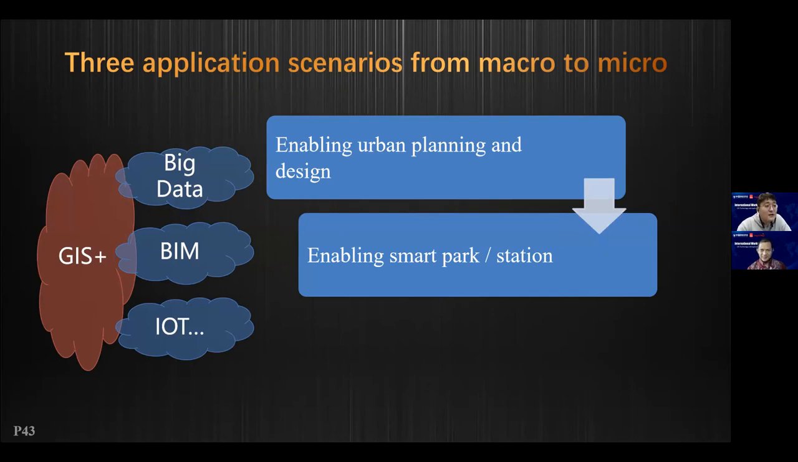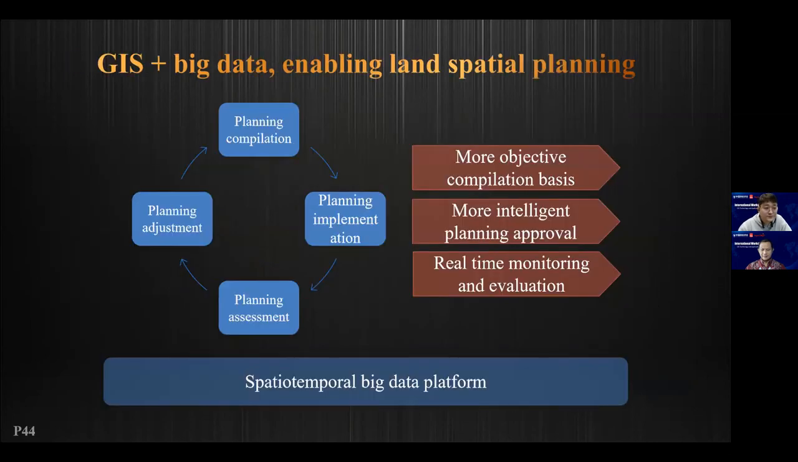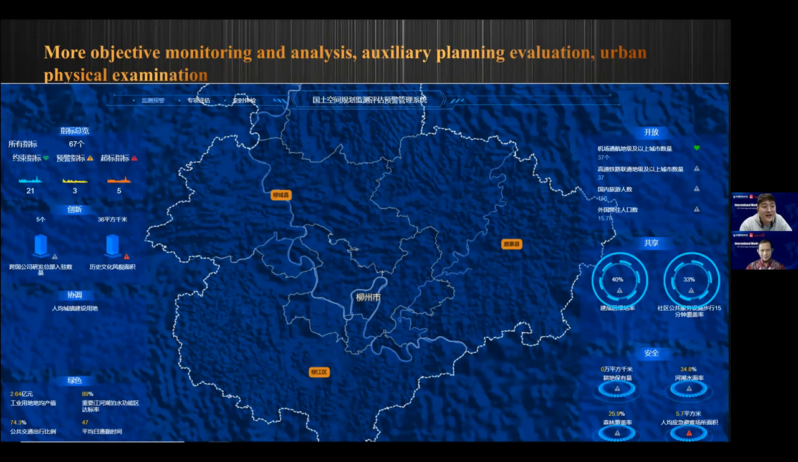Okay. And there are three application scenarios from macro to micro. We divided them into the city level, which is enabling urban planning and design, and the second level, enabling the smart park and station. And the third level is into the building. For the urban planning, GIS can integrate with big data to enable land spatial planning. And there are a lot of scientific analysis and evaluation and auxiliary planning to help us make decisions in urban governance. And some cases like more objective monitoring and analysis, accelerated planning evaluation, and urban physical examination can be achieved.